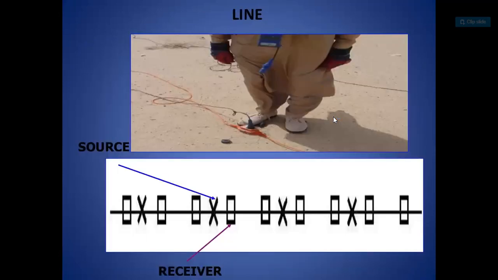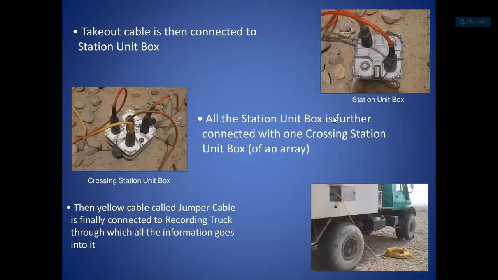Then this is the source. This is the receiver. So guys, the takeout cable is then connected to the station unit box. All the station unit boxes are further connected with one crossing station unit box of an array. The yellow cable, called the jumper cable, is finally connected to the recording truck, through which all the information goes onto it.